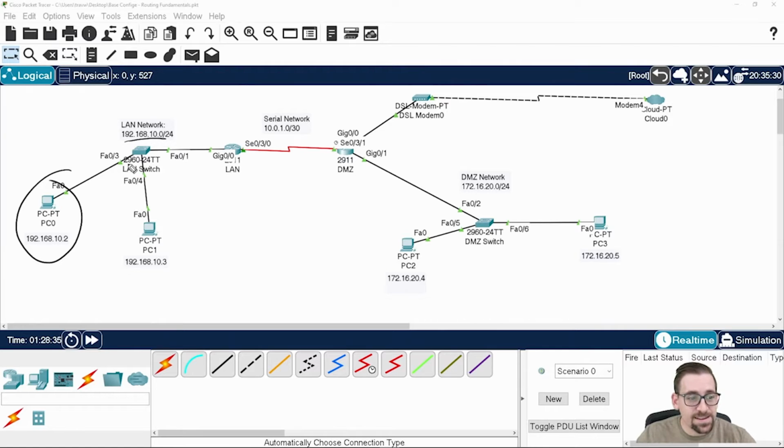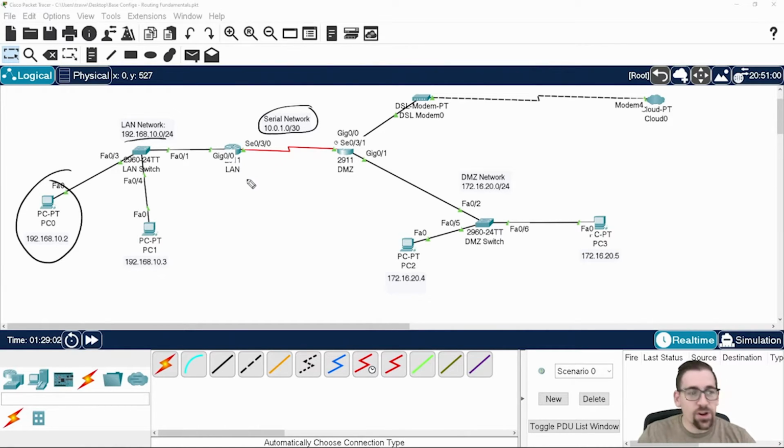It would know how to encapsulate that traffic. If it doesn't know the destination network, so if that destination network is not the 192.168.10 network, then how does this PC communicate across the 10.0.1 network, the serial connection between router 1, the LAN router, and the DMZ router? How does PC0 communicate with PC2 on the 172.16.20 network? How does PC0 get to the internet, in this case the cloud and a DSL modem? The way that this occurs is through routing.